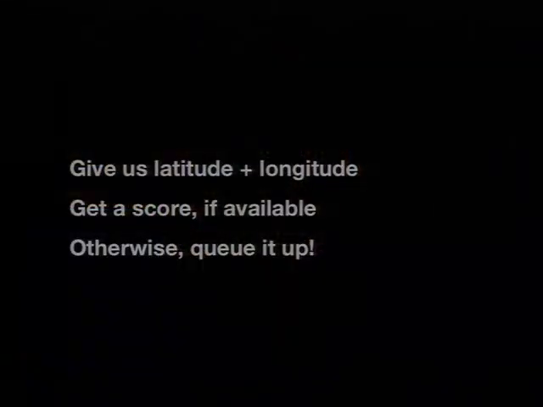So from a customer's perspective, the request-response cycle, as Josh mentioned, is: give us the latitude and longitude, and get back a score if we've already calculated it. Otherwise, queue it up. We've actually built a reliable message queue abstraction on top of the App Engine datastore to hold on to the latitudes and longitudes that we haven't yet calculated. Of course, at some point, we have to turn around and actually service that queue.